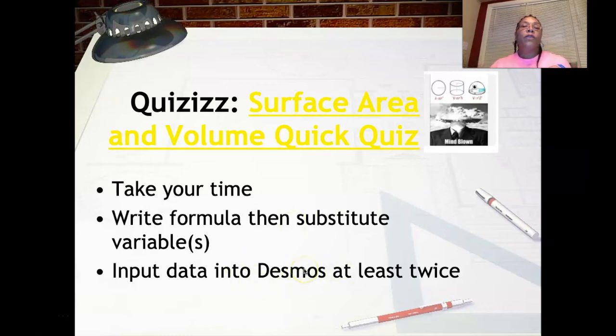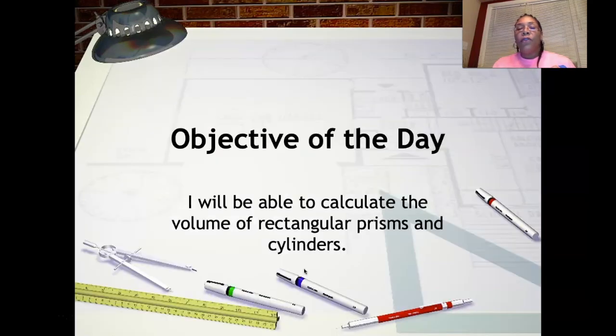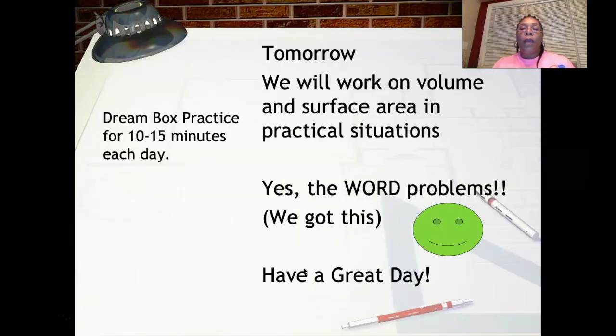Please make sure you take your time, write your formula, then substitute your variables. Make sure you write your formula out. Put it in your calculator at least twice, whether you're using the decimals or your scientific calculator. Please make sure you place it in there twice and take your time. Once you are finished with your quizzes, it shouldn't take you more than about 10 minutes. If you finish earlier than that, then you're going to go ahead to Dreambox.